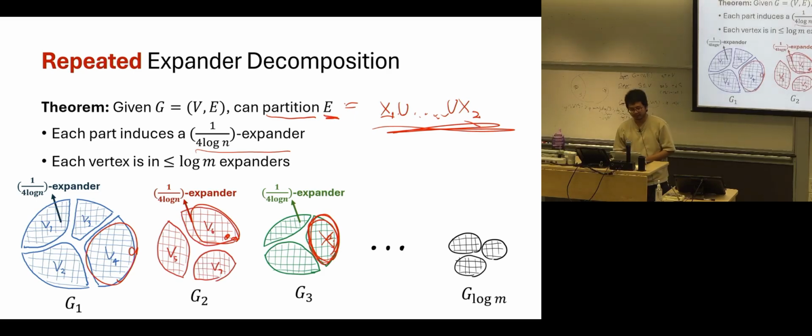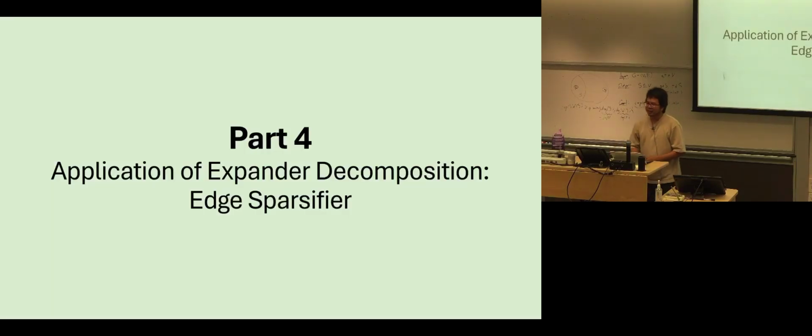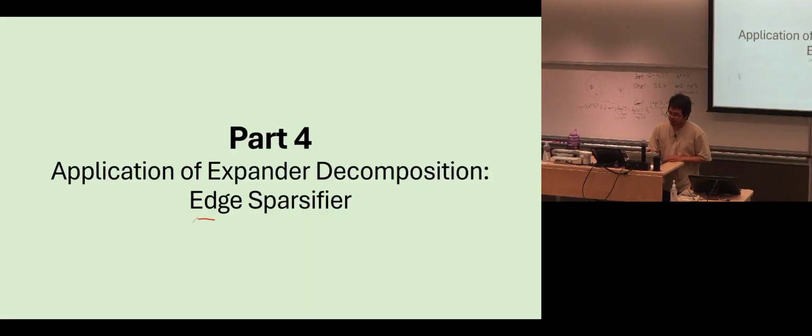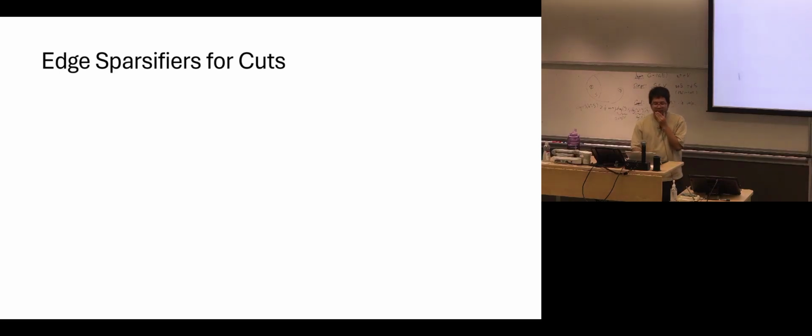Okay. So let's see the application now. We will use this repeated expander decomposition to build something called an edge sparsifier of a graph. So what is an edge sparsifier? For cuts.